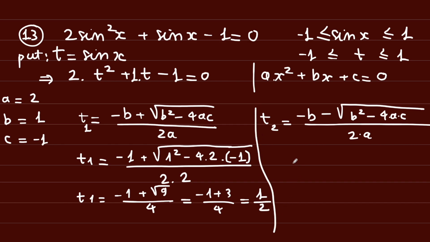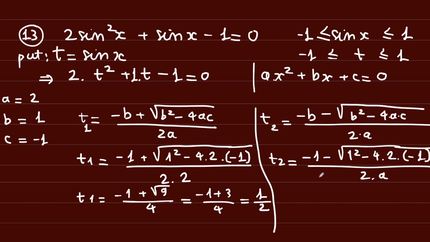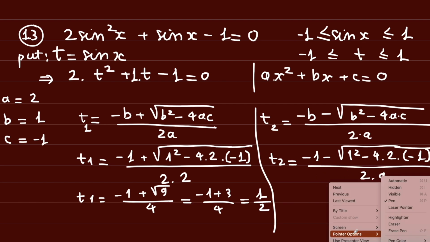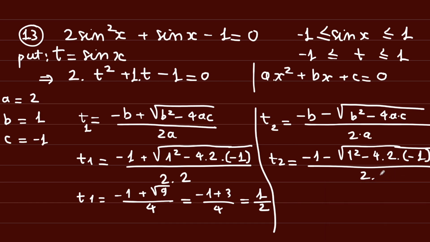Plus 3, and this is equal to 1 over 2. And how about t2, the second solution of t? You got here minus 1 minus the square root of b squared minus 4ac, put c inside the bracket, divided by 2 multiplied by a. Substitute the value for a, and then minus 1 minus 3, and then divide by 4, equal to minus 1.